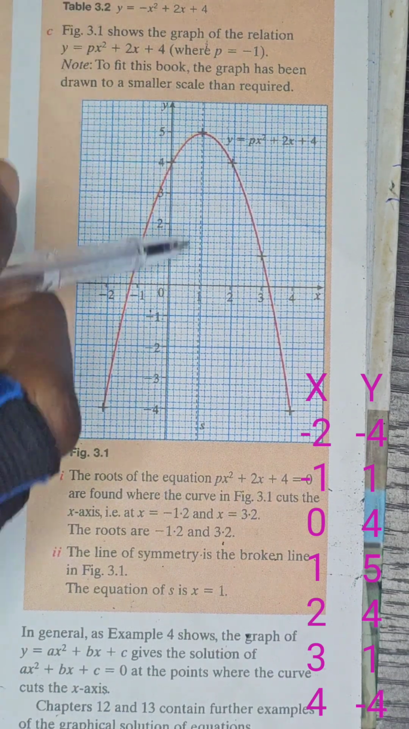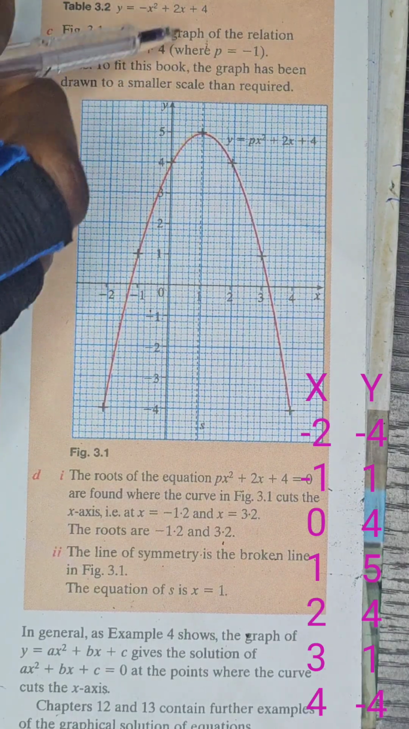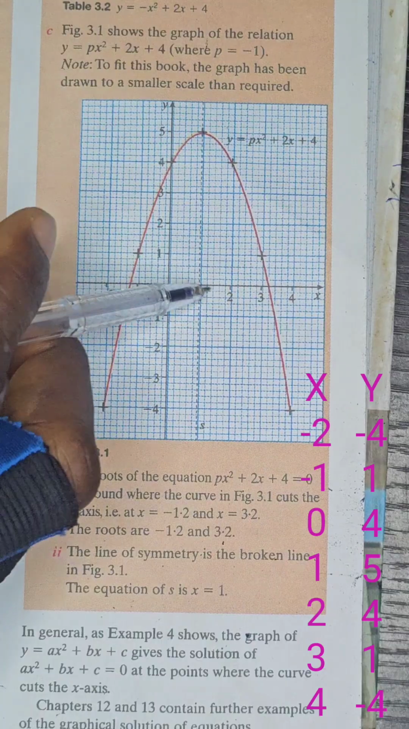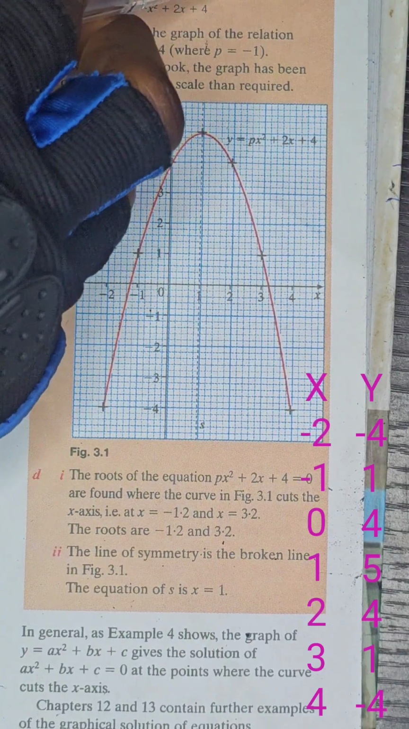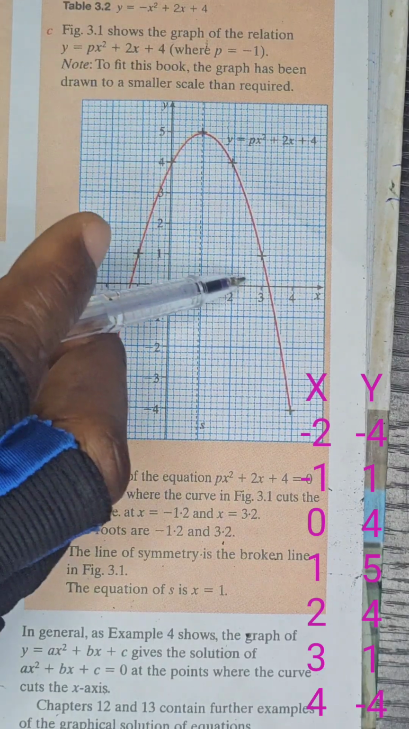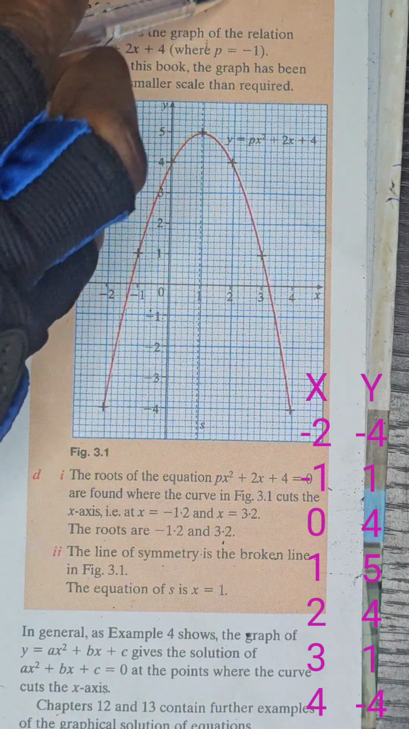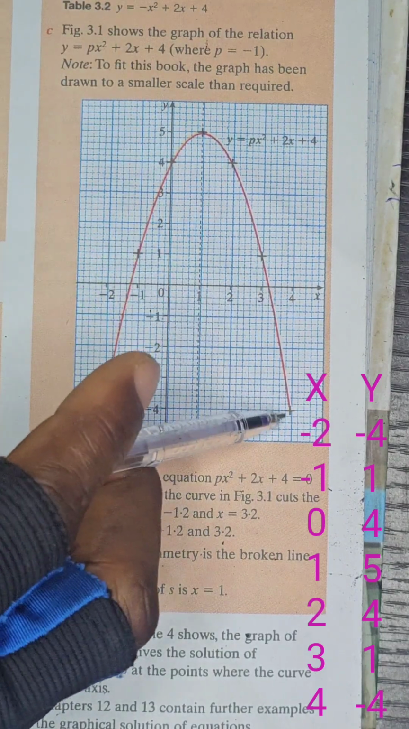At the point where x is 1, this is where x is 1. Y is 5. See the 5 here. At the point where x is 2, this is x equals 2, y is 4. When x is 3, this is x being 3 here, y is 1, this is it. Where x is 4, y is minus 1, so this is x being 4 and y is minus 1.